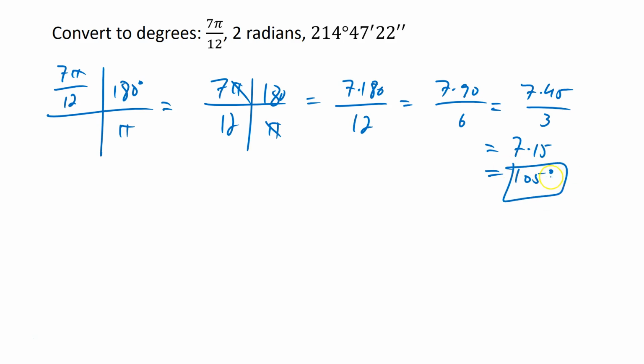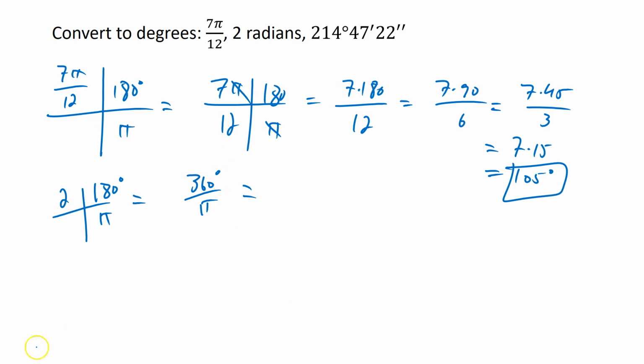Let's see if that makes sense. I should be just past pi over 2. Yeah, this is just past 6 pi over 12. So it's just a little past pi over 2, the top of the circle, 105 degrees. All right. Next up, 2 radians. So 2 radians times 180 divided by pi. So 2 times 180 is 360 degrees over pi.